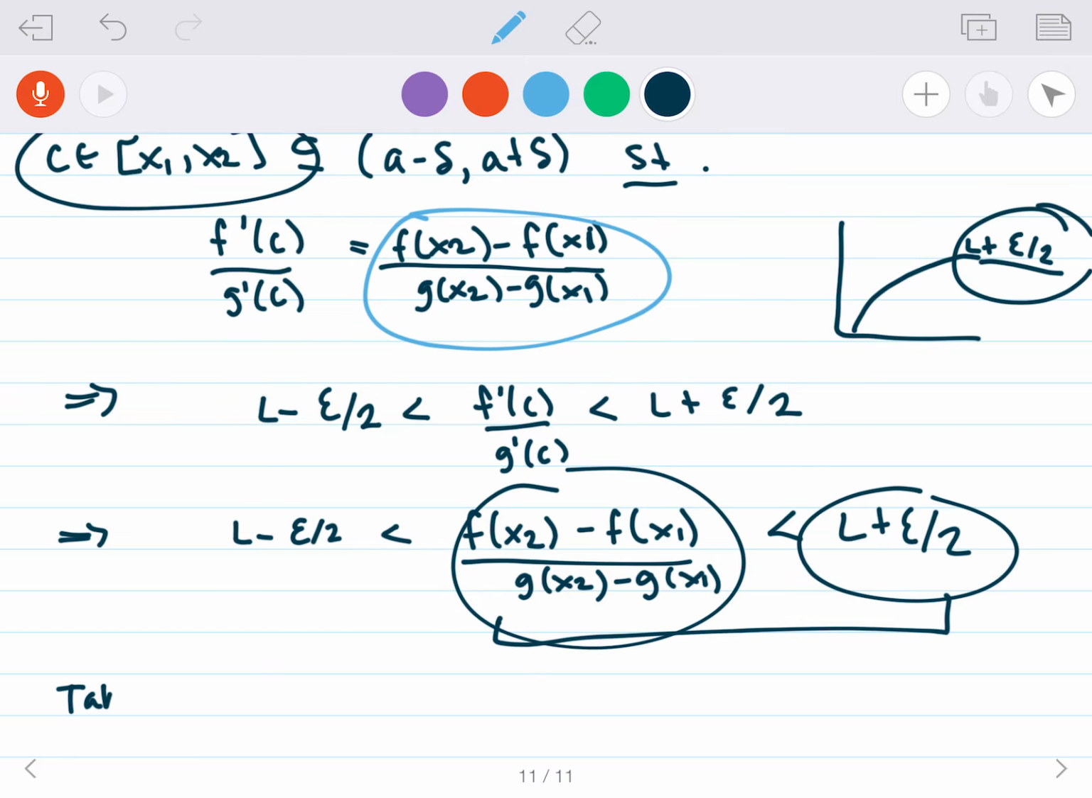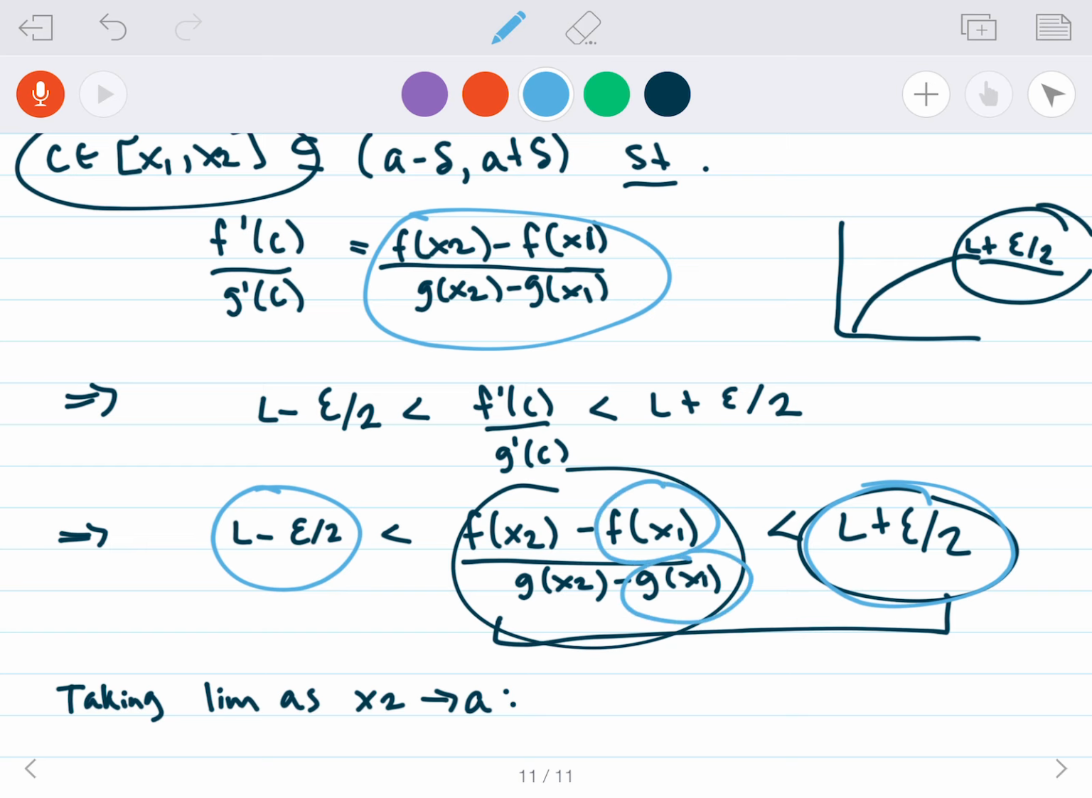So taking the limit as x2 goes to a, if I take the limit as x2 goes to a of these pieces, it's not doing anything because we don't have an x2 involved. Similarly, if I take the limit as x2 goes to a of this piece and this piece, we still can't do anything with it because it's not dependent on x2. We just have to leave it there.